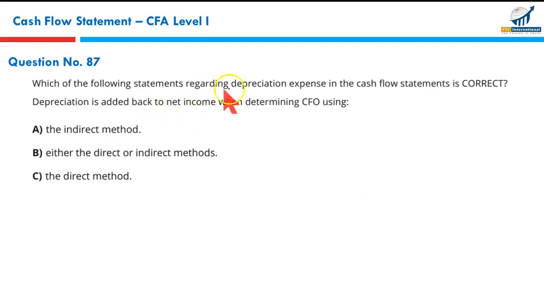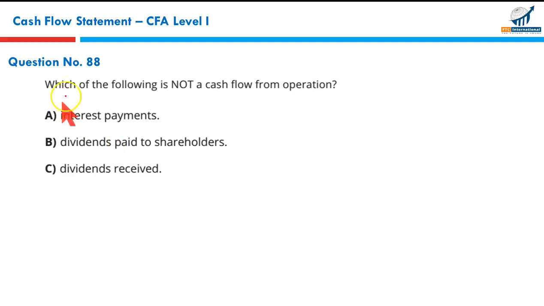87. Which of the following statements regarding depreciation expense in the cash flow statement is correct? Depreciation is added back to the net income when determining CFO using the indirect method. We have done it many times. In indirect method, the depreciation is added to the net income. A, without doubt, A. Which of the following is not a cash flow from operations? Net interest payments, cash flow from operations. Dividend received under the US GAAP, cash flow from operations. Dividends paid is a cash flow from financing activities under the US GAAP. B.